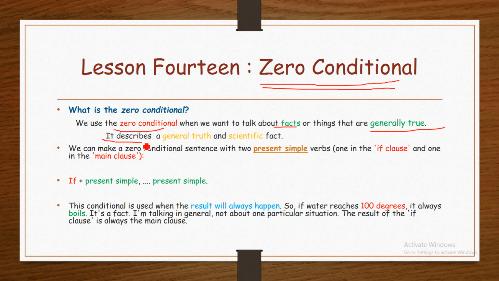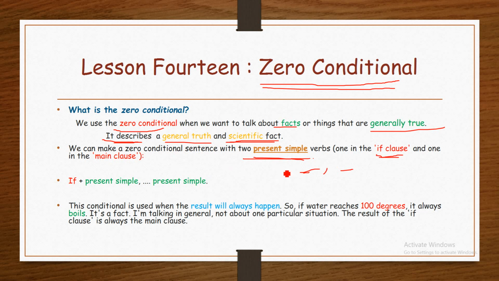Zero conditional describes a general truth or a scientific fact. We can make a zero conditional sentence with two present simples. It means two clauses, with present simple verbs: one in the if clause and one in the main clause.